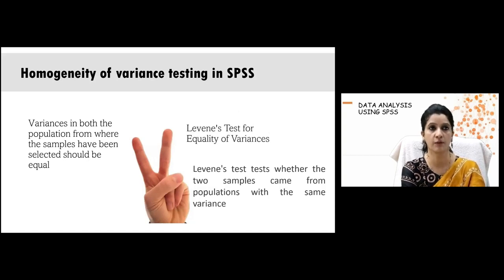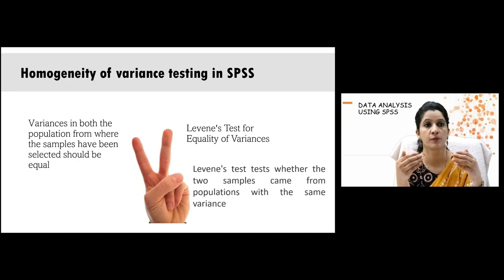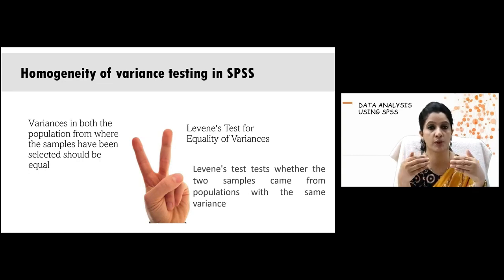So now the concept of homogeneity of variance. I have explained that variance measures the variation. We will do more on variance in ANOVA also, but variance is basically the distance from the mean, how each value is different or deviant from the mean, and it is the square of the standard deviation. So the underlying assumption of a student sample t-test is that the variance in both the populations from where the samples have been drawn should be equal.